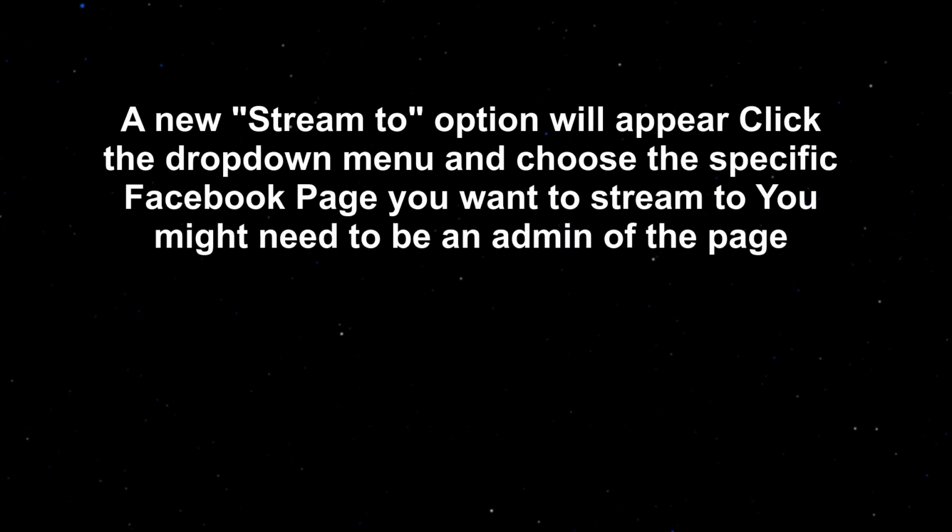In the Stream settings, look for Streaming Platform. Click the drop-down menu. From the drop-down, select Facebook Live. A new Stream to option will appear. Click the drop-down menu and choose the specific Facebook page you want to stream to. You might need to be an admin of the page.